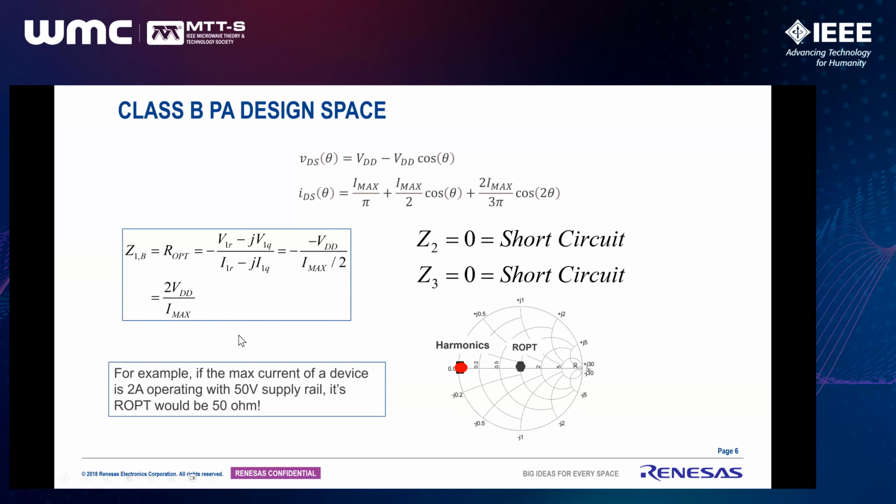And with that, we can also compute, for any given device, I'm just showing one example, if its current is around 2 ampere maximum current and operating at 50 volt supply rail, its R opt is going to be computed as 50 ohm for class B operation. With that, you can start designing a class B PA, which would operate at about 78.5% efficiency, provided no knee voltage is accounted.